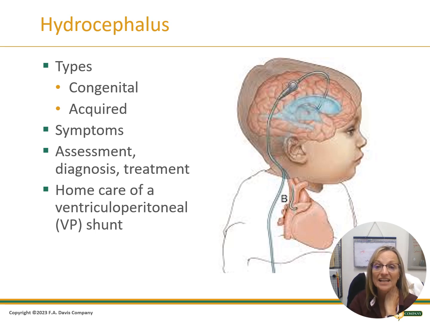Pupils can be sluggish in their response. You can see hypertension. You can see apnea, and this apnea is a central apnea, not an obstructive sleep apnea. If it's not corrected and it worsens, we can see some rigidity and severe arching of the back.